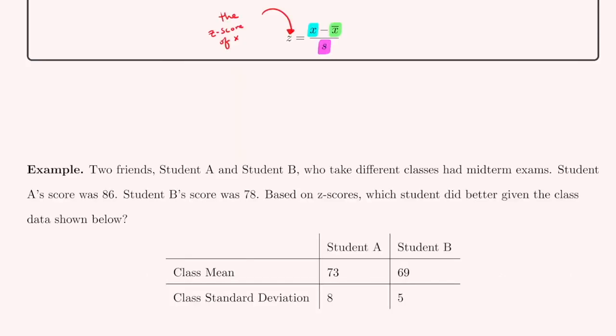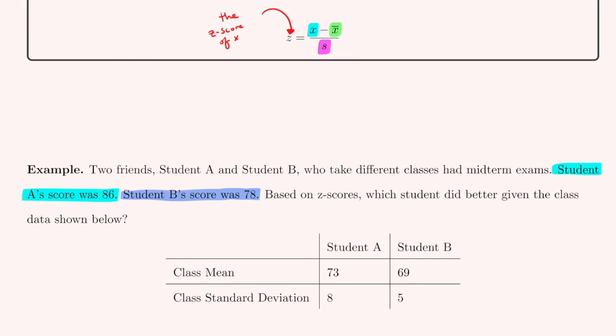In this next example, 2 friends, student A and student B, are in different classes and they both took midterm exams. Now, since they're in different classes, there were different exams and different students who took the exams. We are told that student A's score was 86 and student B's score was 78. Now, if we were just to compare student A to student B's score, student A did score higher, right? 86 is higher than 78.